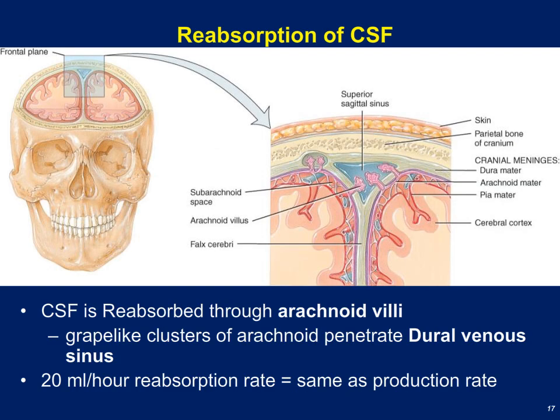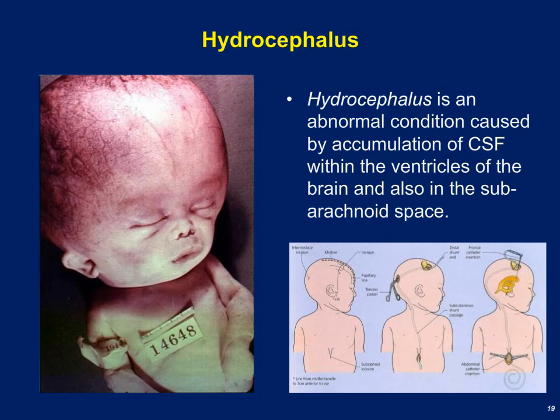So the structures responsible for reabsorbing the cerebral spinal fluid and putting it back in the bloodstream are called the arachnoid villi. And so these are projections of the arachnoid mater that penetrate the superficial dura mater and extend into the dural venous sinus. And the rate of absorption of cerebral spinal fluid ideally should be the same as the rate of production, that is around 20 milliliters per hour. Now, if the cerebral spinal fluid isn't absorbed as quickly as it's produced, we can get a condition called hydrocephalus, which literally means water on the brain.